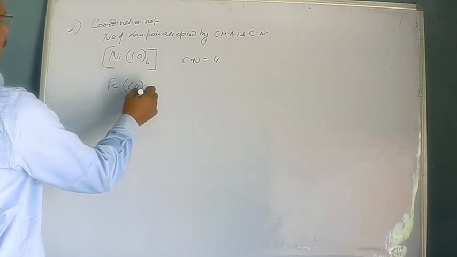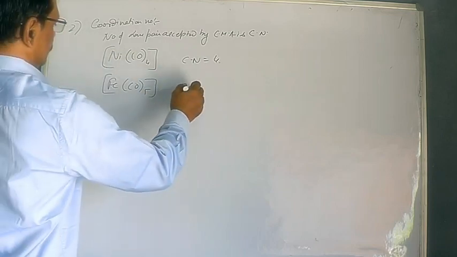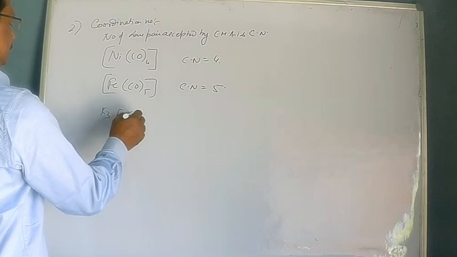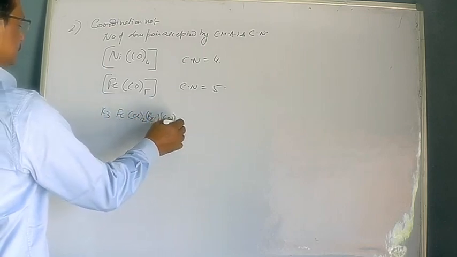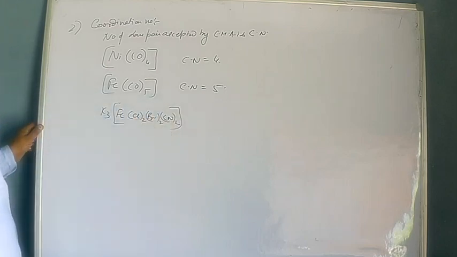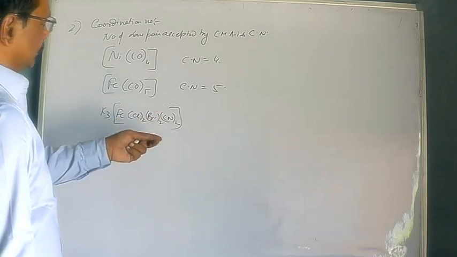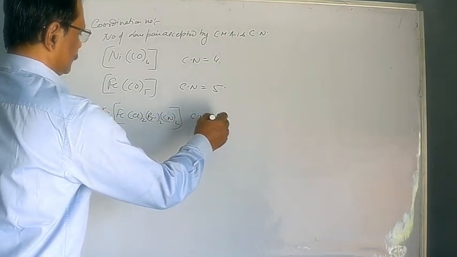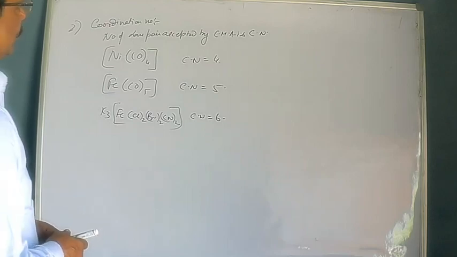Similarly, Fe(CO)5. So 5 carbonyl groups are there, denoting 5 lone pairs. Coordination number 5. And this we have already taken. So chlorido 2, bromido 2, and cyanido 2, each donating 1 lone pair. So 2 to 4 to 6. So again here coordination number equals 6. So what is the coordination number? I repeat again, number of lone pairs accepted by CMA is called its coordination number.